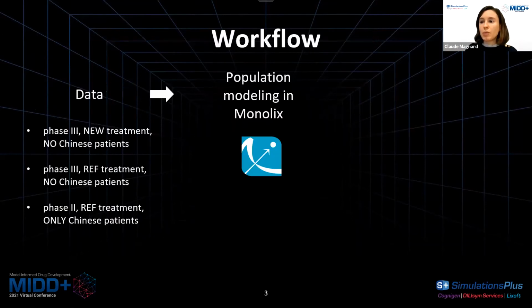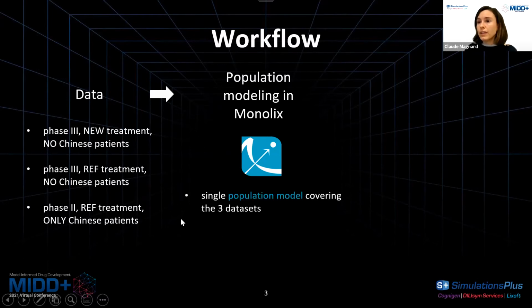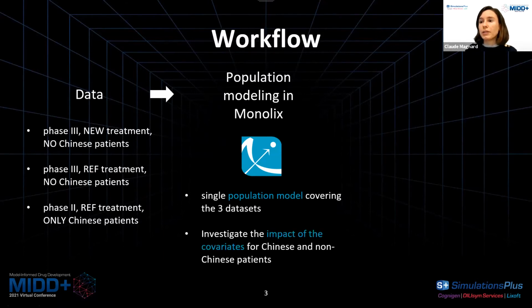So first, using Monolix, we will build a longitudinal model from the phase 3 data already available on the reference and the new treatment with no Chinese patients, and from this phase 2 data for the reference treatment in Chinese patients only. And I will present this data in detail in a few minutes. So the goal is to get a model that captures well the three data sets such that we can assume that this model can be used to extrapolate to the Chinese phase 3 study. This model should take into account the impact of the covariates, in particular those that may vary between different populations, such as race, weight, height, and so on.